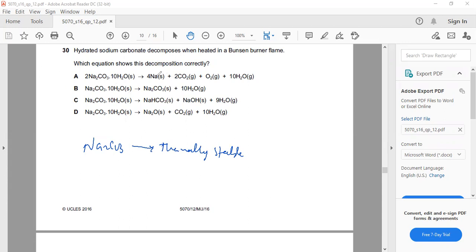So which one is wrong? A is wrong, it is broken down. C is wrong, it is broken down. D is wrong, it is broken down. B is the answer. Only the water of crystallization is broken. Sodium carbonate is thermally stable.